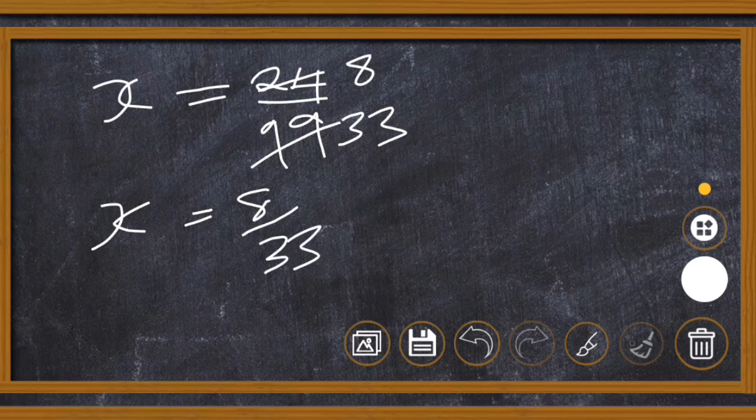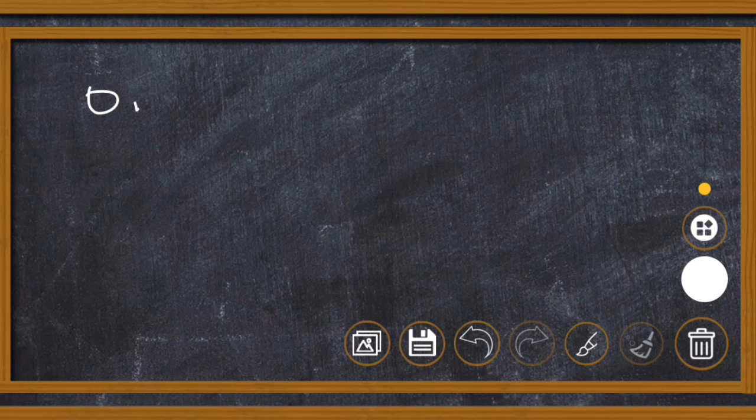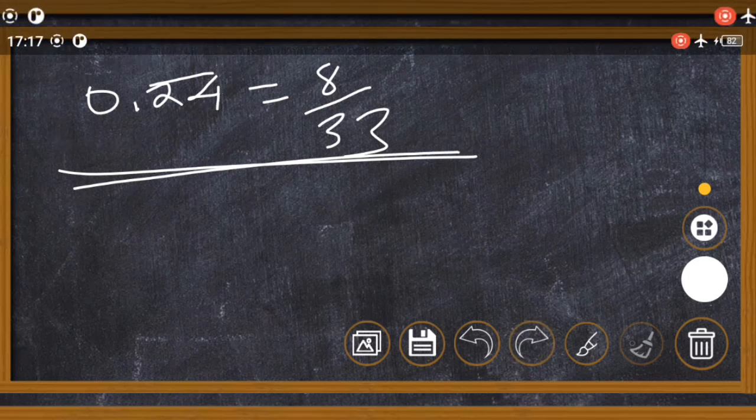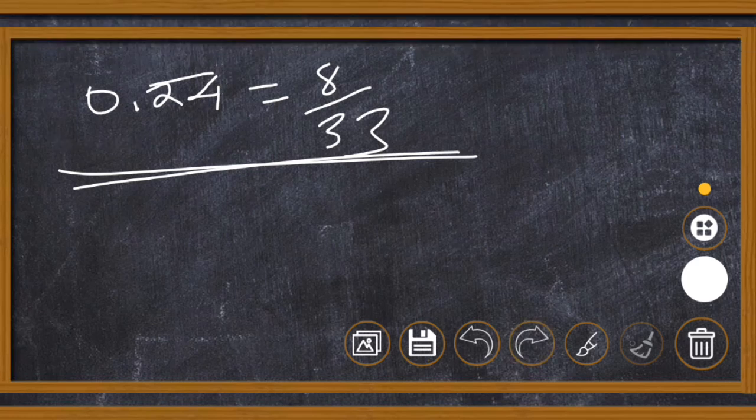So we have shown that 0.24 with a bar equals 8 over 33. So this is the answer. If you divide 33 into 8, we are going to have 0.2424 being repeated several times. So this is the answer.